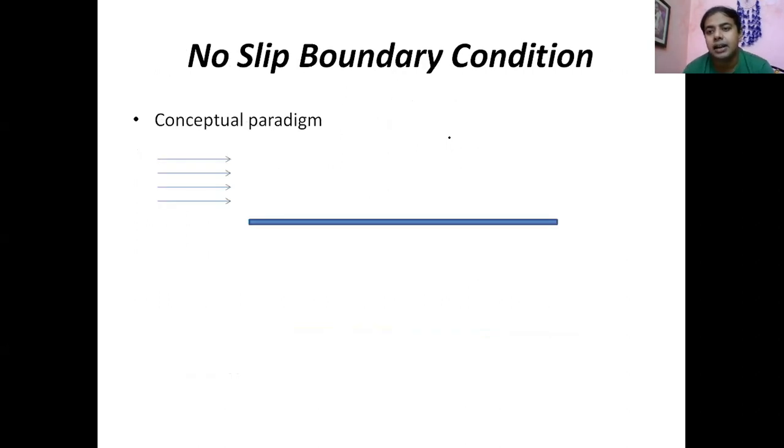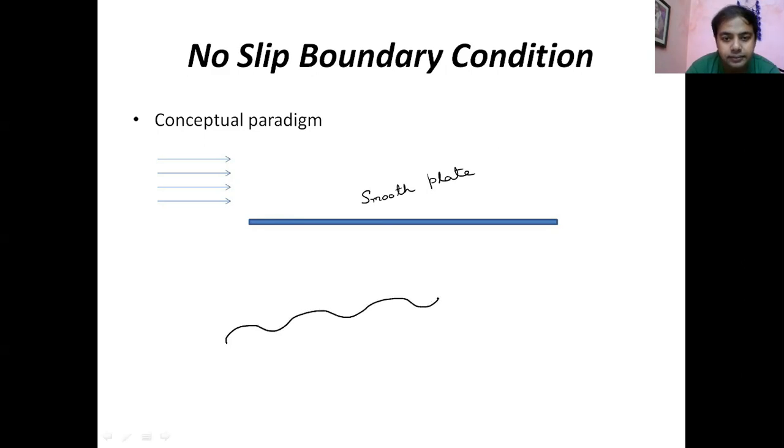There is another analogy, another theory regarding the no-slip boundary condition. We are considering a smooth plate, a very smooth plate. But smoothness is relative. If you see the smooth flat surface with some powerful lens, you can see there might be some undulation in it. The surface is not perfectly smooth.